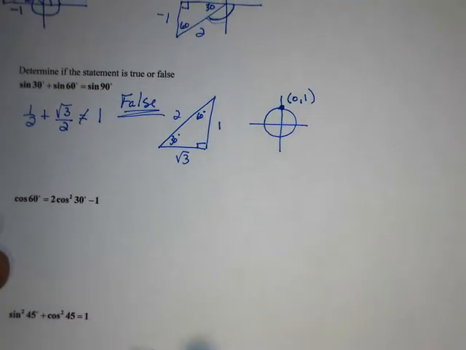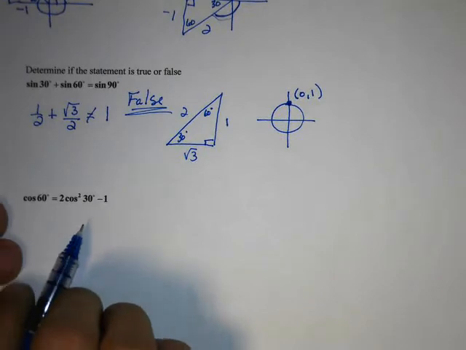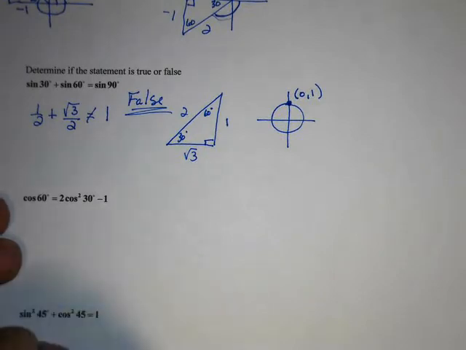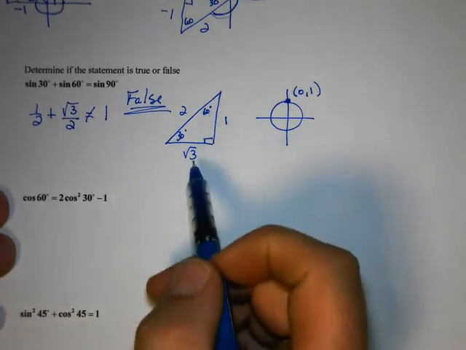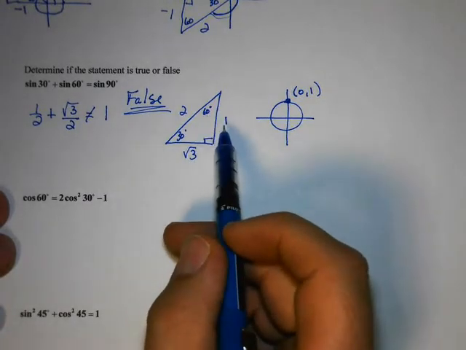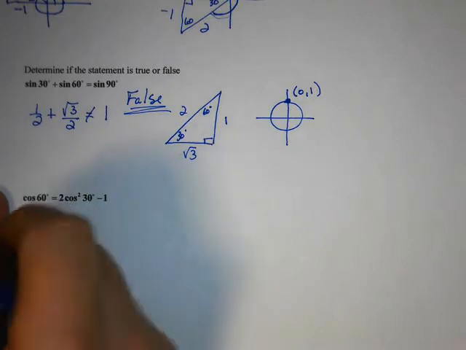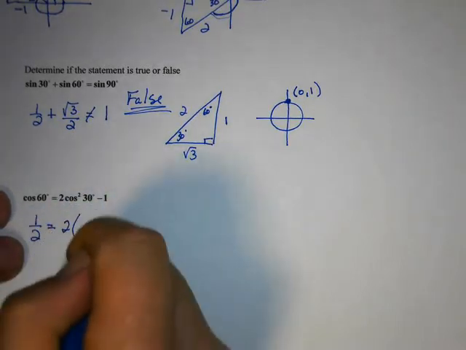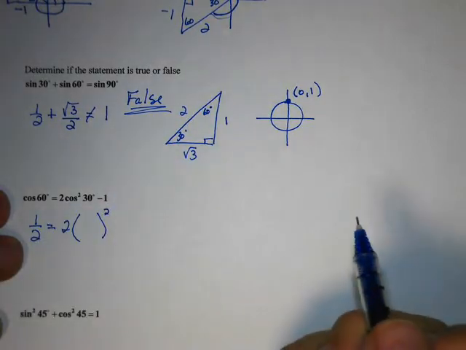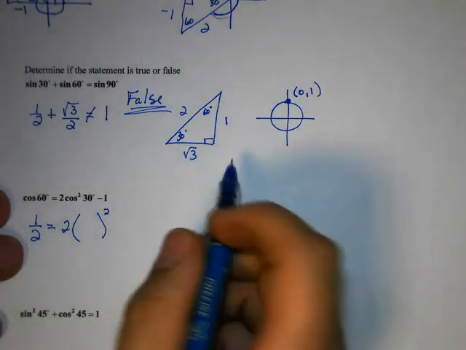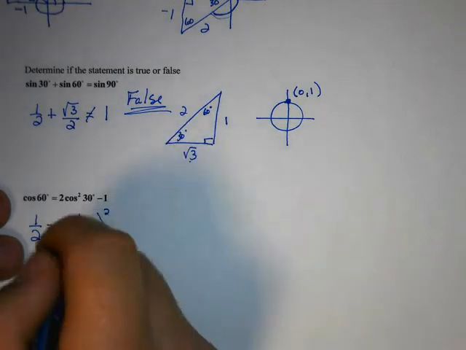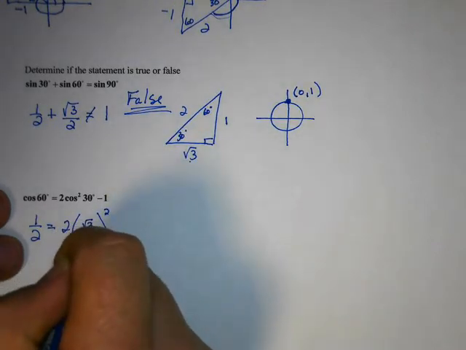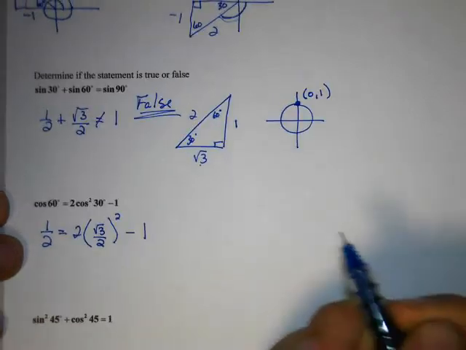How about cosine 60 degrees equals 2 cosine squared 30 minus 1? So cosine 60, well, I already have my triangle here. Cosine 60, though, is going to be adjacent over hypotenuse. That's 1/2 equal 2 times, I need the cosine of 30 degrees. Cosine of 30 degrees is going to be adjacent over hypotenuse, square root of 3 over 2, minus 1.